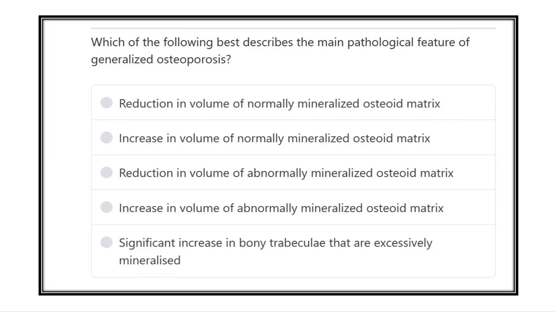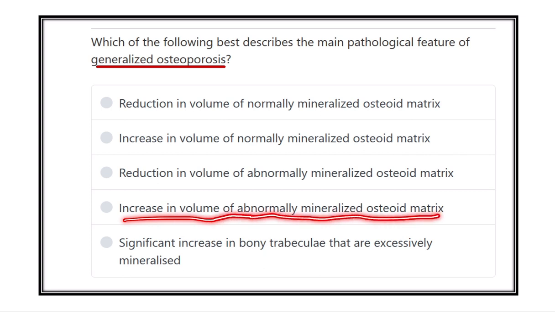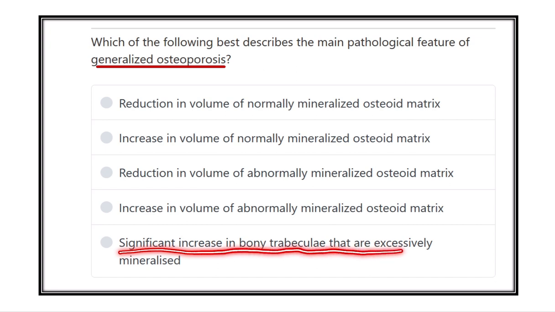Which of the following best describes the main pathological feature of generalized osteoporosis? That means, what is the clinical feature of generalized osteoporosis? Here the options are: reduction in volume of normally mineralized osteoid matrix, increase in volume of normally mineralized osteoid matrix, reduction in volume of abnormally mineralized osteoid matrix, increase in volume of abnormally mineralized osteoid matrix, and significant increase in bony trabeculae that are excessively mineralized.